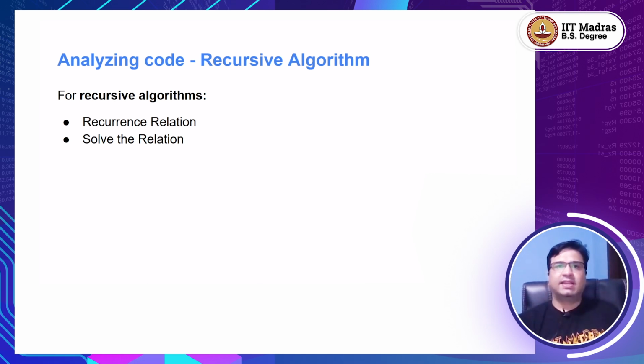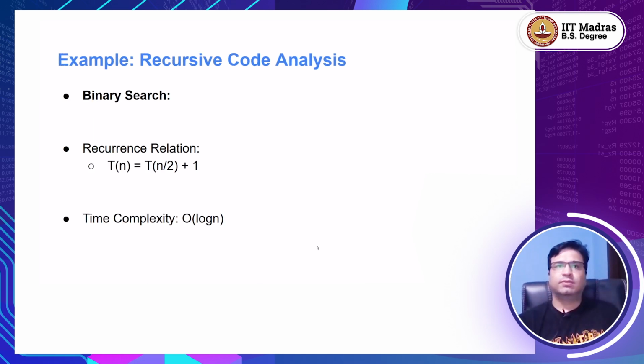So generally we write this recurrence relation. We can see this example. We generally write the recurrence relation like T(n) = T(n/2) + 1. So what does it mean? T(n) is the overall time for the binary search algorithm, and it recursively calls the same binary search function on half of the input. Apart from that, it takes constant time to compare the middle element. So we always find the middle element and compare it.